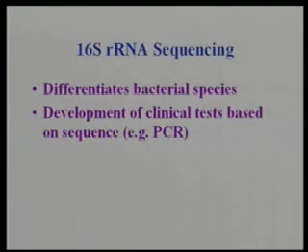And you can develop clinical tests based on this sequence. Once you know that, for example, there's a particular sequence in one species and a particular sequence in another, then basically you can take the polymerase chain reaction and you can amplify only that sequence. If it shows up, it's one species. If it doesn't, it's the other.